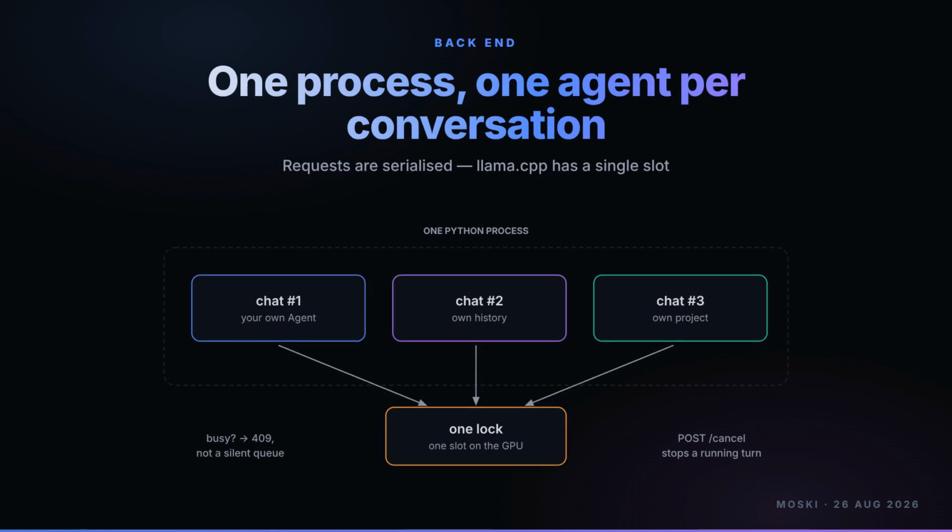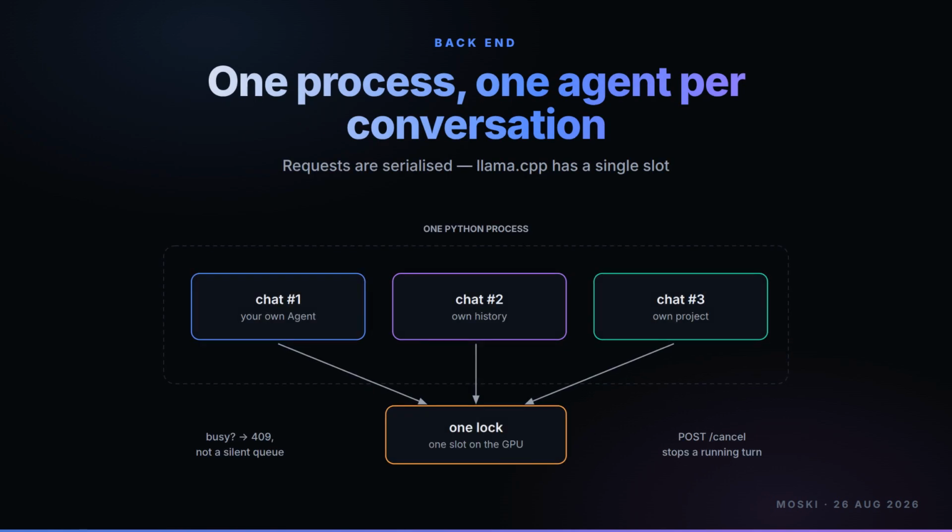On the back end, there is a single Python process. It keeps 1 agent object per conversation, so your chat about the CRM does not contaminate your chat about the truck, and it serializes requests. The llama.cpp server has 1 slot, so asking it to run 2 turns at once does not make anything faster, it just makes both of them worse. If a conversation is already busy, the server says so with a 409 instead of queuing silently.